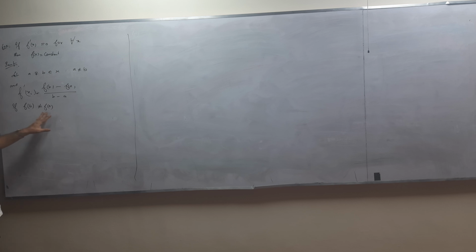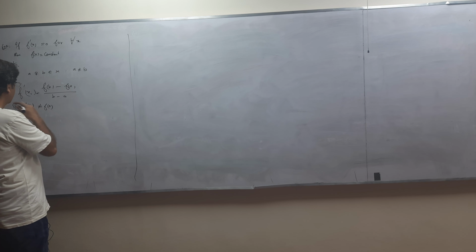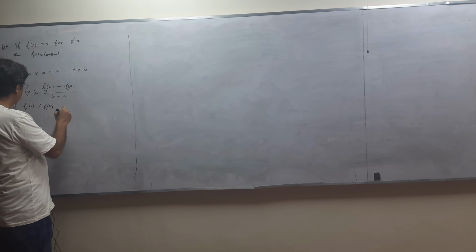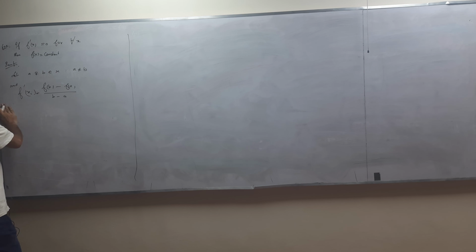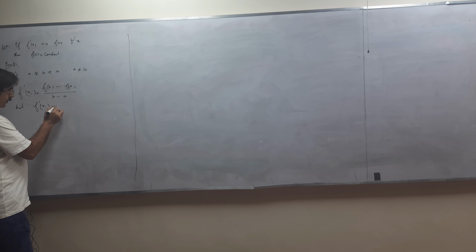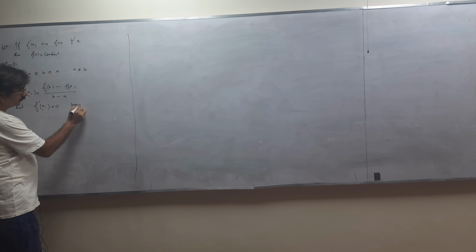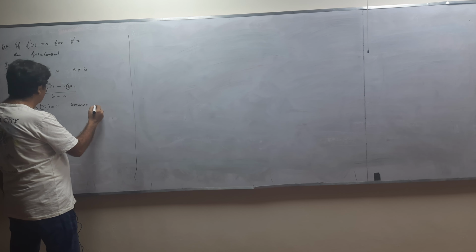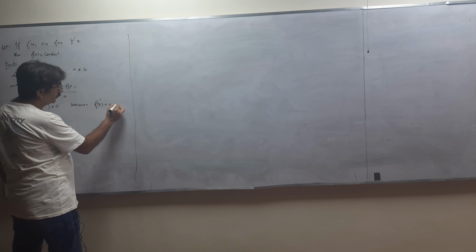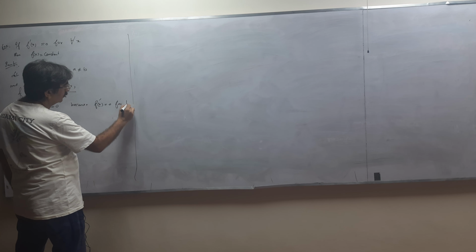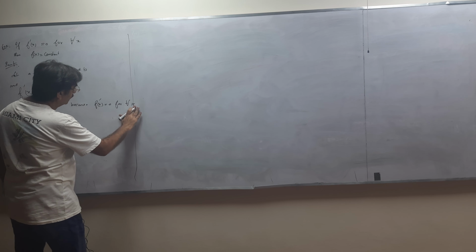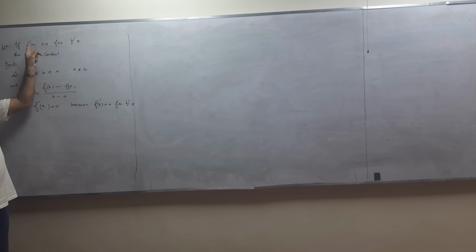Okay. If f(b) is not equal to f(a), but f'(xi) is equal to 0, because the condition was that the derivative of f is 0, so the derivative at xi will be 0. Okay, so that will be 0 because xi is between A and B.